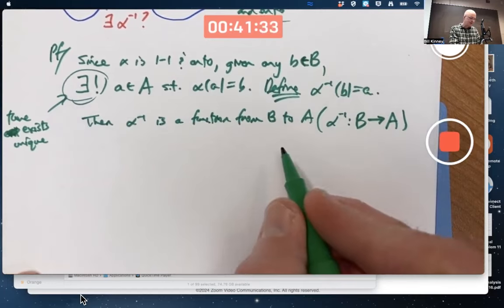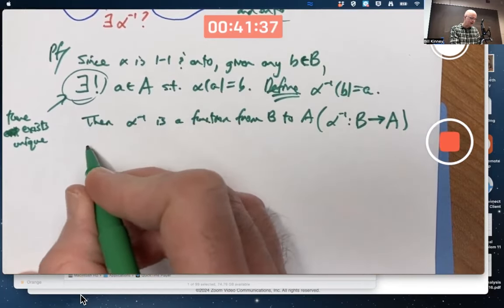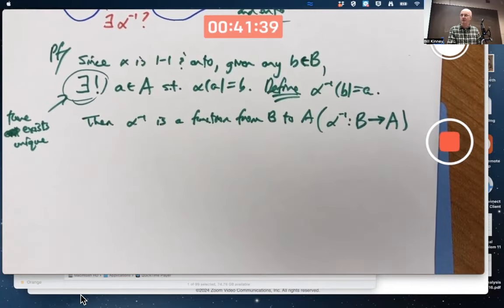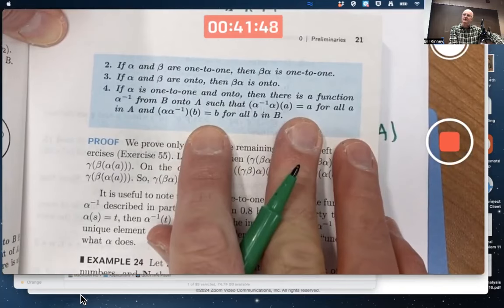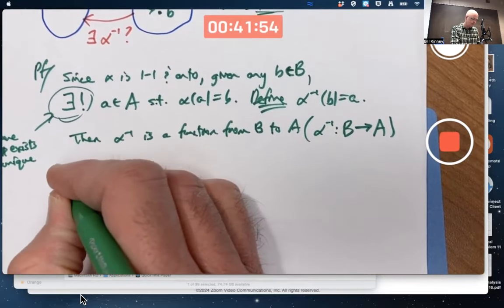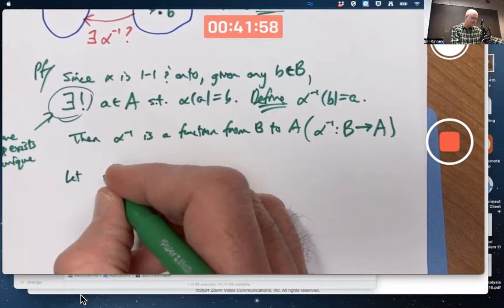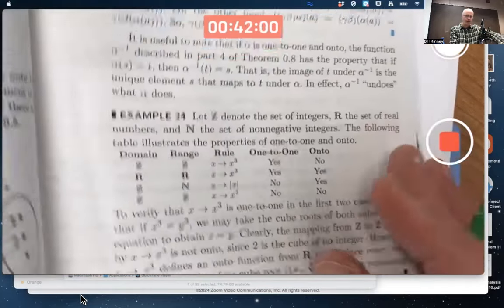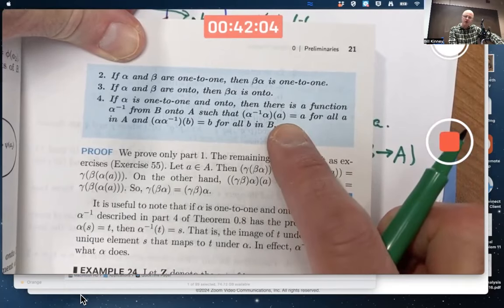So it's a function from B to A. The question is, does it satisfy those properties? These two equations. Let's verify that next. Let's start by verifying this one. Give me any little a in capital A. Can I show this is true?